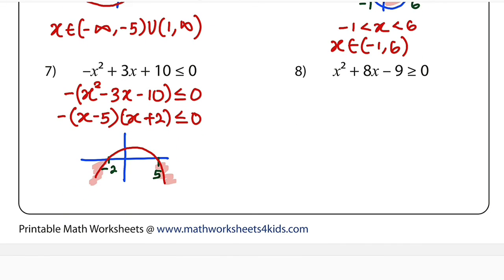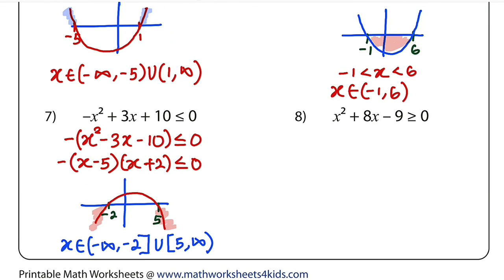So let's write the solution. X belongs to the set of values from -infinity way down to -2, including -2, union from 5 is included, way down to +infinity. So this is the solution. Remember that you cover infinity with parentheses, and if the value is included you use square brackets.